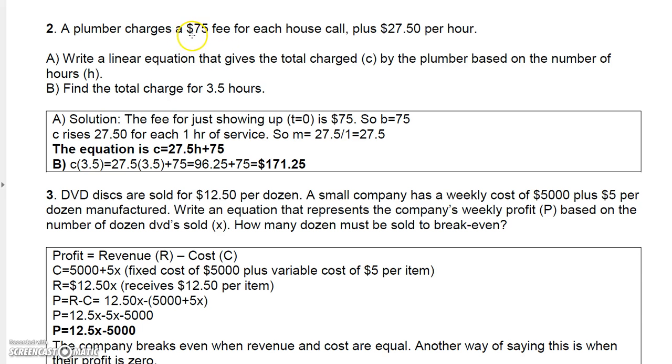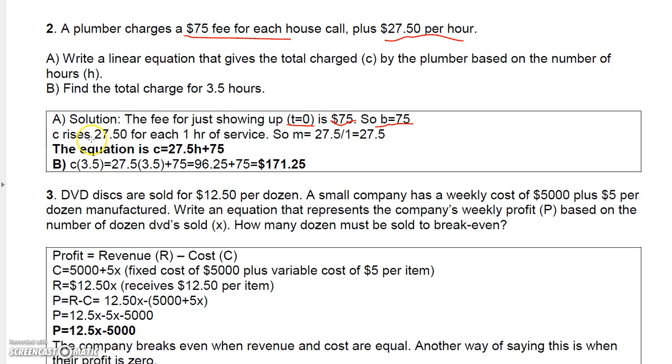Okay, this is very similar. A plumber charges a $75 fee for a house call and $27.50 an hour. So basically, if he just shows up and turns around, he's going to charge you $75. So what I want to tell you here is that when t is 0, the cost is $75. So that would mean that the y-intercept is $75.